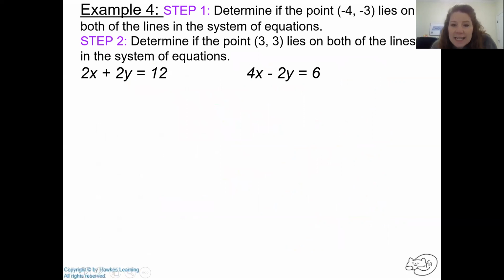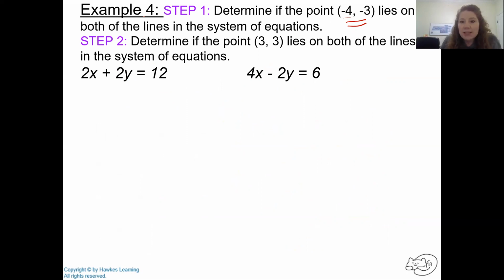All right, then it says determine if the point -4, -3 lies on both of the lines. So we don't even have to graph this one. We're just going to take this ordered pair. We're going to plug those values into both of our equations, and if we get true statements for both of them, the answer is yes. If either one of them is not a true statement, then the final answer is no.